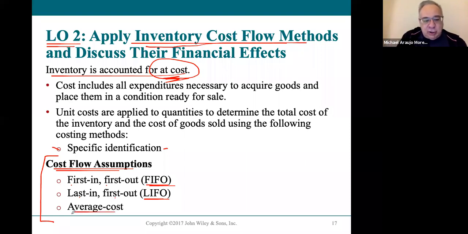And the last one you're going to learn about is average cost, which is, we just spent a ton of money on inventory, we bought these many units, and the average cost per unit was X. That's easy. You're going to spend most of your time figuring out LIFO and FIFO. So let's get going.